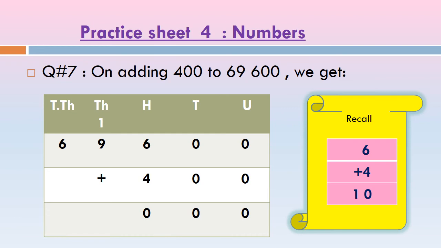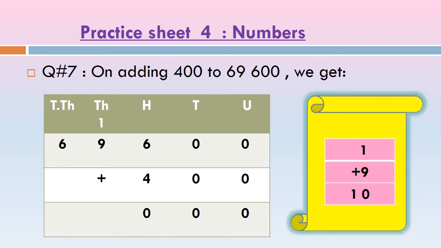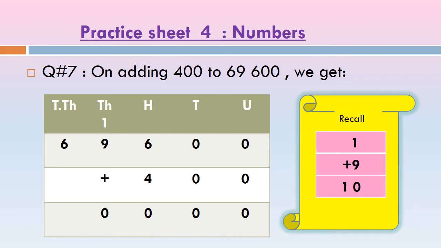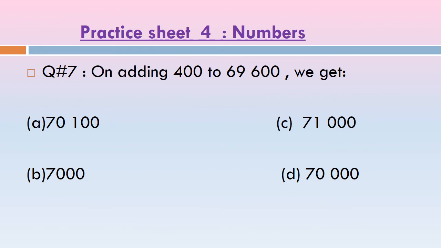Now 1 plus 9 is equals to 10. We will write 0 of 10 below, and 1 will be given as carry to the next digit, which is 6. Now 1 plus 6 is equals to 7, and this will be our answer, which is 70,000. And which will be this option? D.